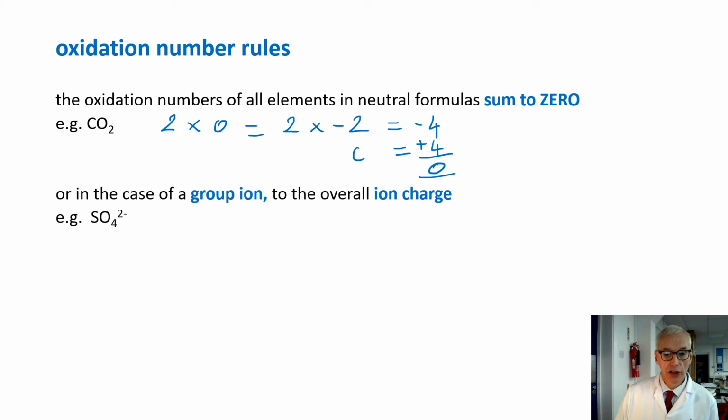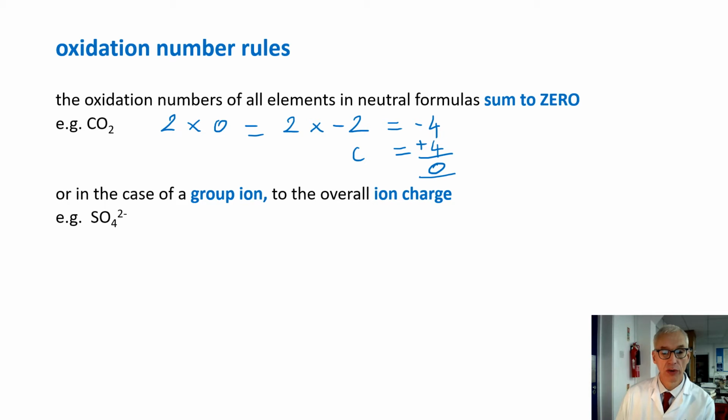Our second rule is a slight variation on the first. In the case of a group ion, the overall ion charge is equal to the sum of the oxidation numbers. So rather than coming to 0, all the oxidation numbers in SO4 2- in the sulfate ion sum to -2. So let's just work through what that would mean.